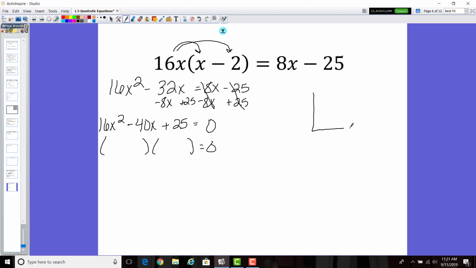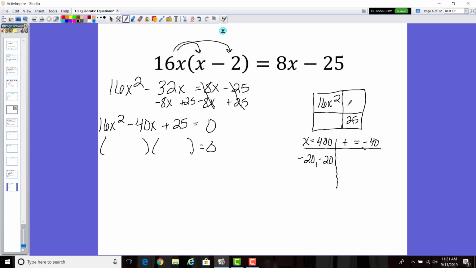Let's do the quick box method over here. Just as a review, remember the ax squared term goes here and the c term goes there. And then we multiply those two terms together. 16 times 25 is 400. And I'm looking for two numbers that multiply to give me 400 and add to give me my b value, which in this equation is -40. Those two numbers are going to be -20 and -20.